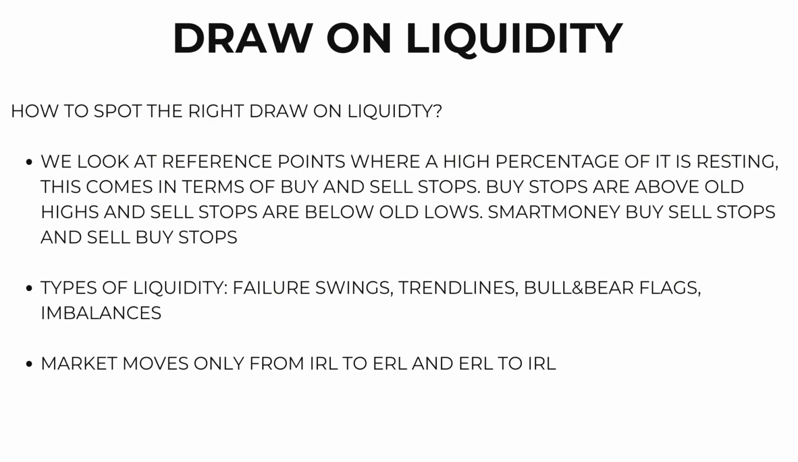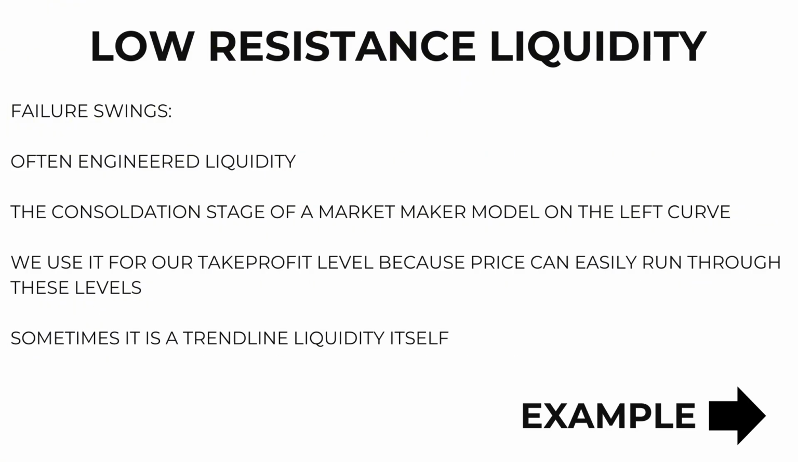Buy stops are above old highs and sell stops are below old lows. Smart money buys sell stops and sells buy stops. Types of liquidity, we have failure swings, trend lines, bull and bear flags and imbalances. Market moves only from IRL to ERL and from ERL to IRL. Let's go over the low resistance liquidity because this is very important.